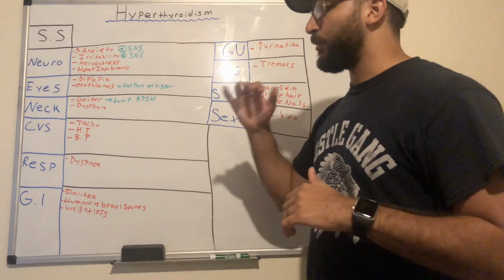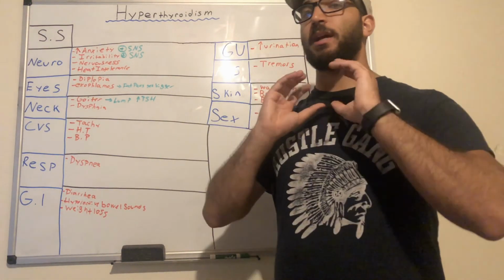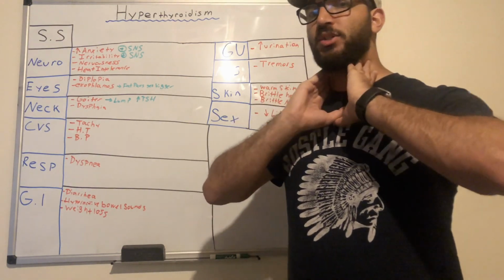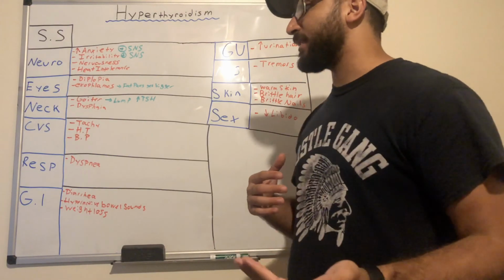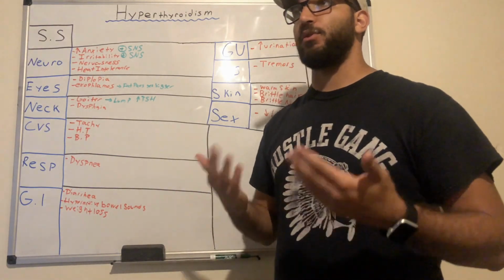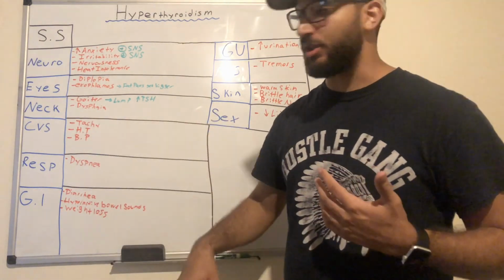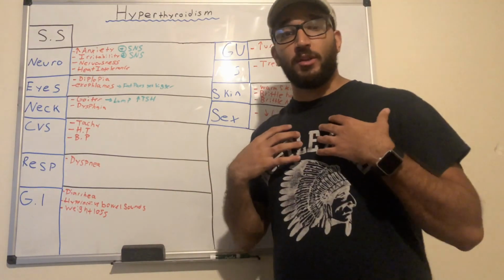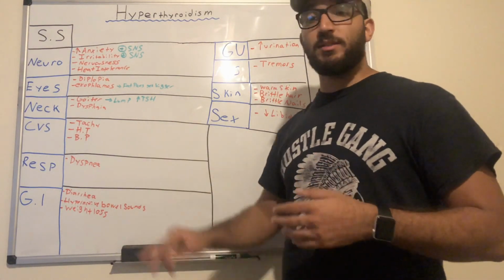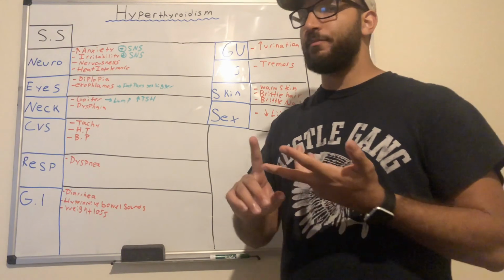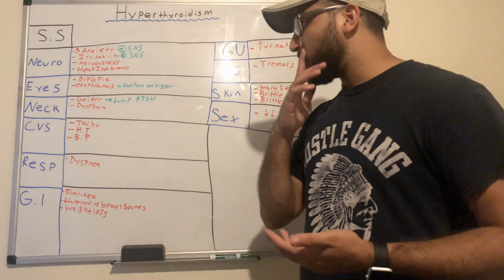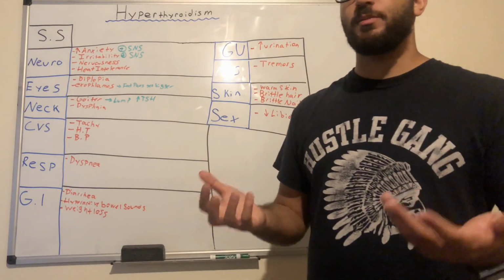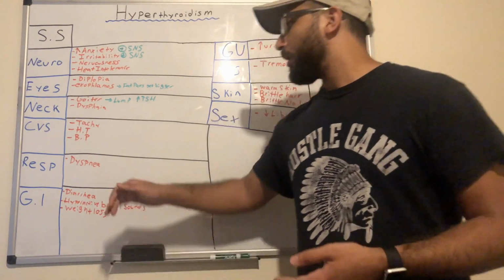Next is the neck. We're going to see a goiter, which is like a lump within the neck of a patient. Due to the increased amount of TSH, a patient may have difficulty swallowing, also known as dysphagia. When we're looking at the cardiovascular system, we're going to see a patient going to have tachycardia, hypertension, and a bounding pulse. And sometimes the patient may experience an arrhythmia.